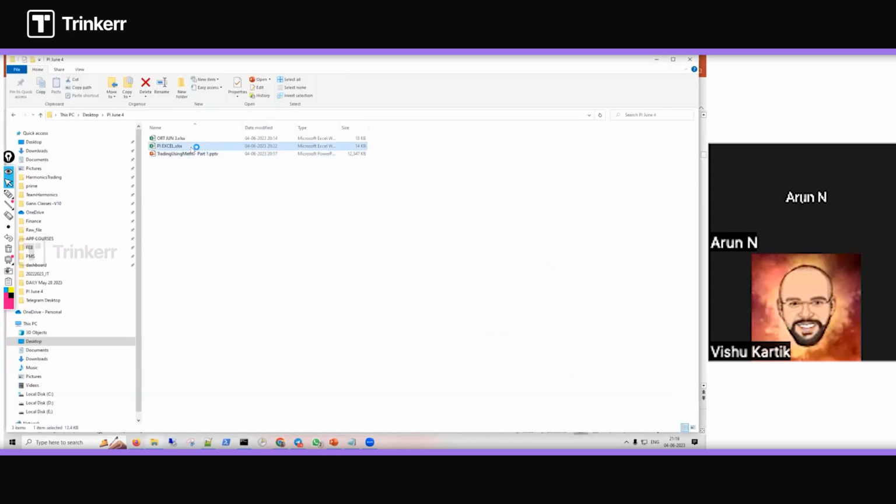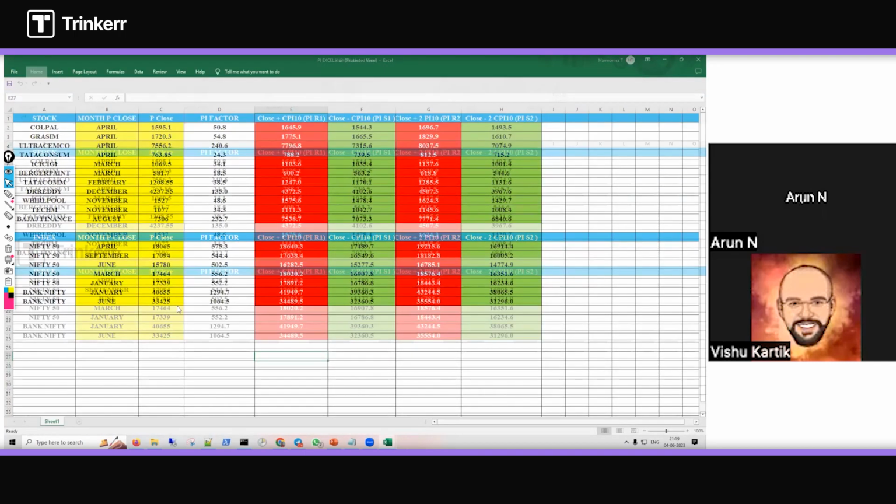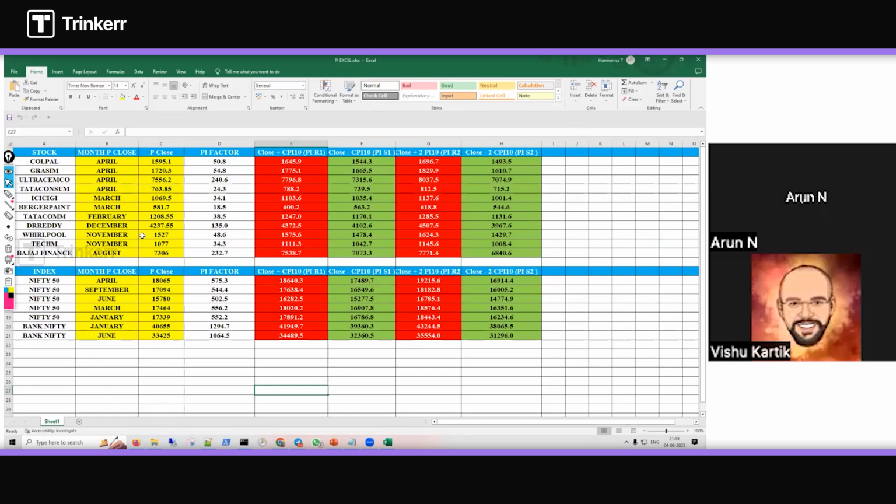You can download this Excel from our app, Harmonic Traders. So let's get started. How do we do the basic calculation for pi? You pick any stock. Let's say we take Coal India. I am just taking a past example. If you want, we could take the current month pi and do some calculation at the end of the session. So let's say we have taken a sample stock, Coal India, and based on the April month close, we are calculating pi.